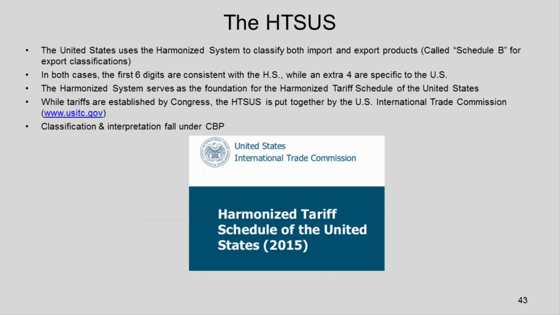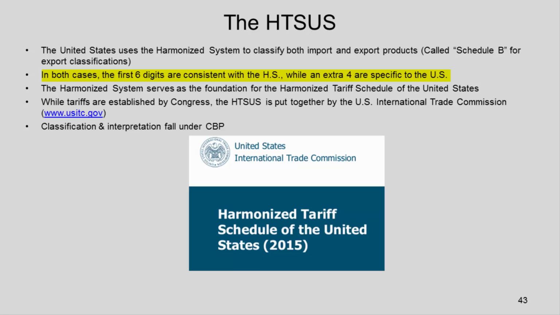So let's get into the HTS-US, and we have some good examples that help to illustrate this point. Bullet number 1, the U.S., we use the harmonized system. We said this a bunch of times to classify both import and export. It's the same system. Imports, it's called the HTS-US. For exports, it's called Schedule B, as we saw. In both cases, the first 6 digits are consistent with the harmonized system.